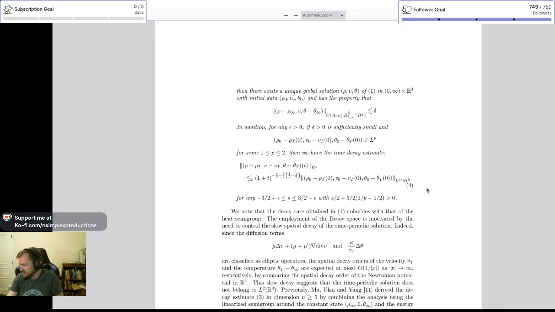F is a p-integrable function. So F is in L^p if the integral of F, is that literal raised to the p, is finite. Yeah, literal powers. Okay.